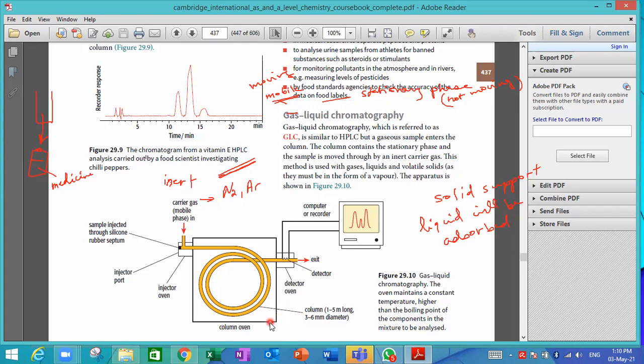But of course, the temperature should be higher than the boiling point of the components, so that the sample mixture should always be in the gas state. So always the temperature here should be higher than the boiling point of the components.